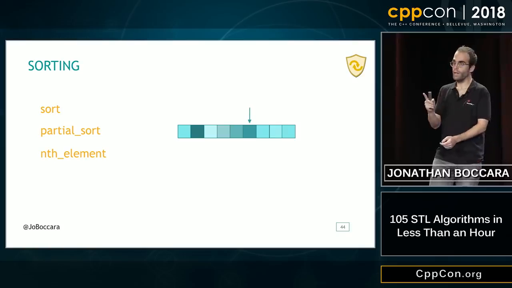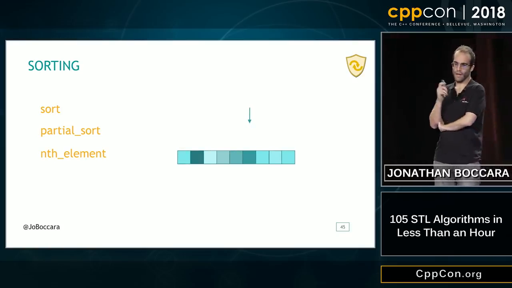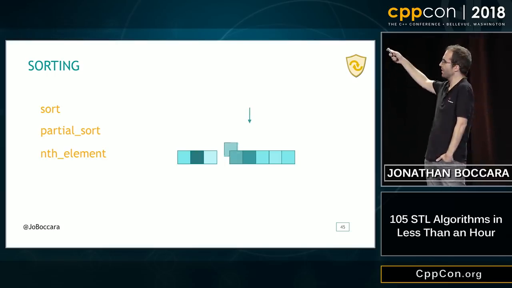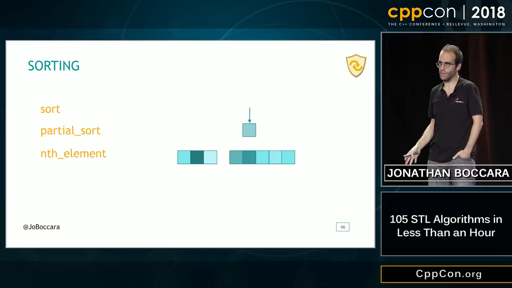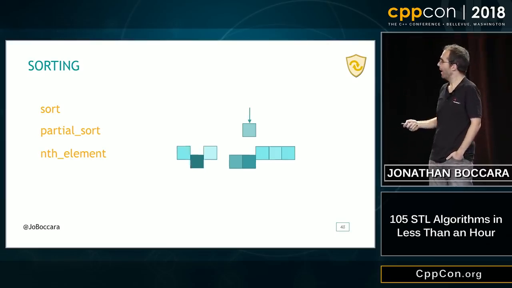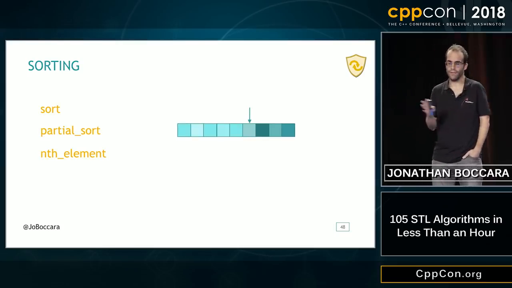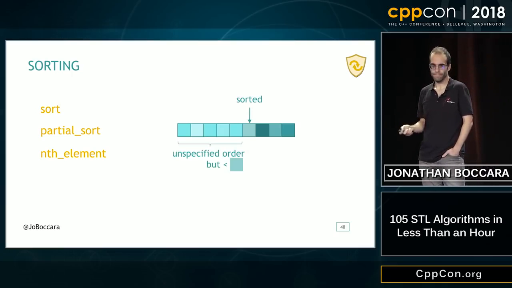Now, to sort just one element, that's nth element, which takes a begin, an end, and something inside of the collection, and puts at that position inside of the collection the element that would be there if the whole thing was sorted. And for the rest, everything that's on the left is smaller, and everything that's on the right is not smaller.